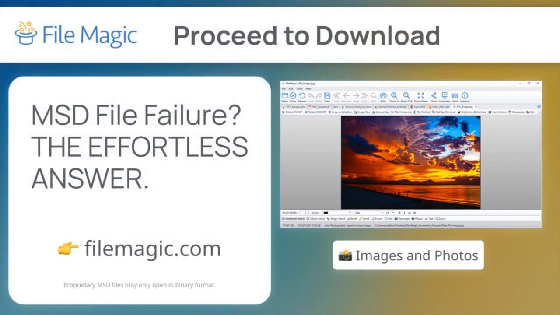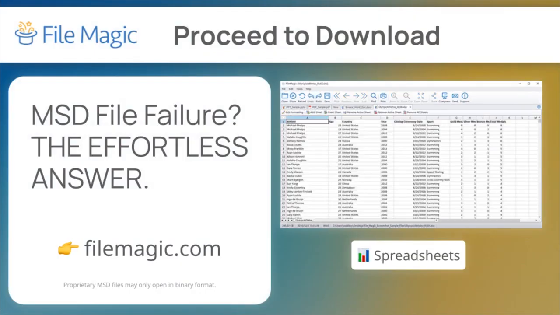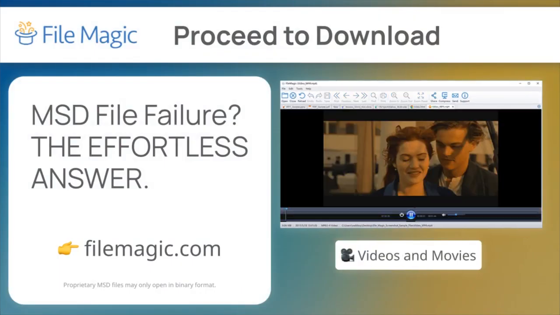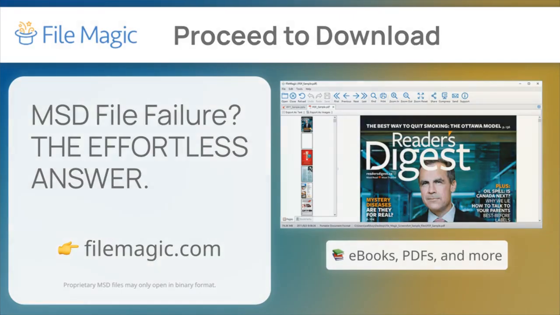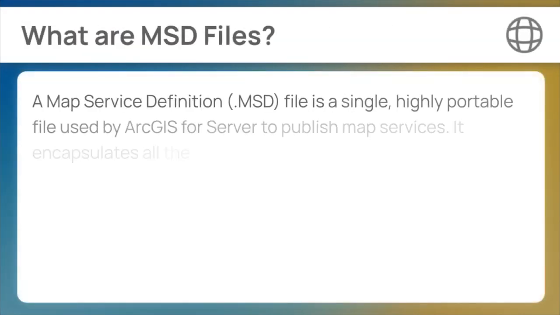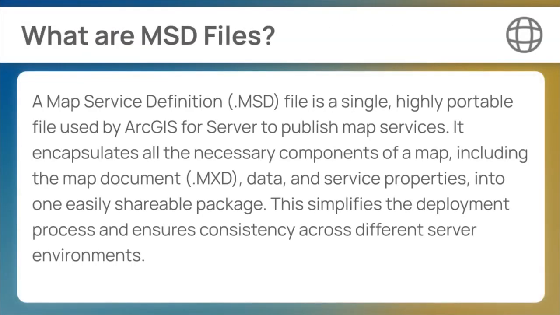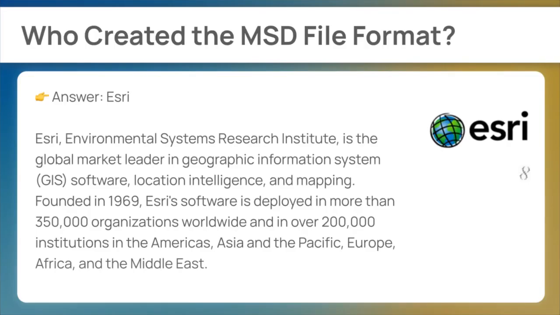The efficacy of this tool hinges on the speed and analysis power of a single MSD file inspection program that services hundreds of formats. A map service definition, MSD file, is a single, highly portable file used by ArcGIS for Server to publish map services. It encapsulates all the necessary components of a map, including the map document, MXD, data, and service properties, into one easily shareable package. This simplifies the deployment process and ensures consistency across different server environments.